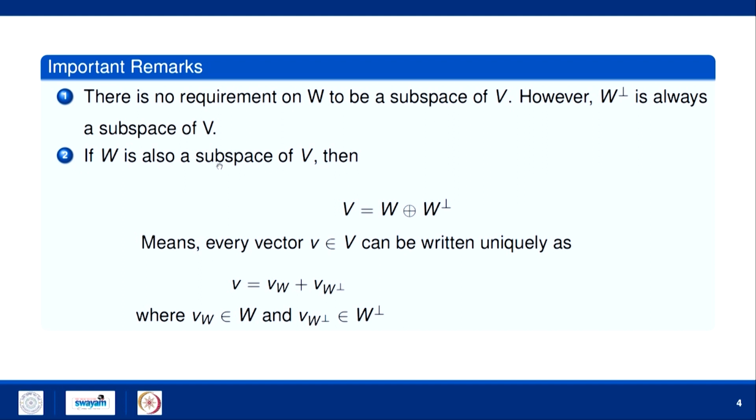If W is also a subspace of V, then the vector space V can be written as the direct sum of W and the orthogonal complement of W. What is the meaning of this direct sum? That every vector small v belonging to the vector space capital V can be written uniquely as v equals v_W plus v_W-perp, where v_W is a vector in W and v_W-perp is a vector in W complement.